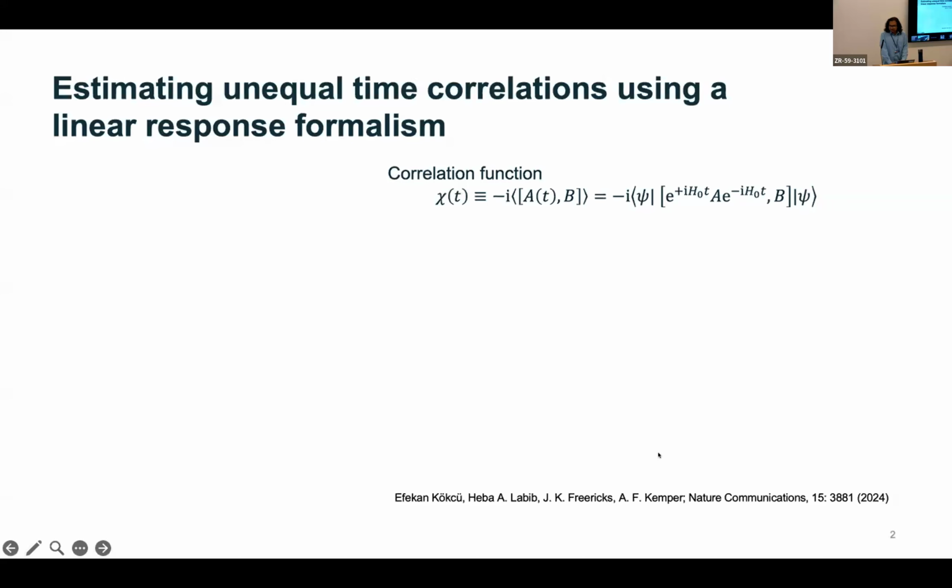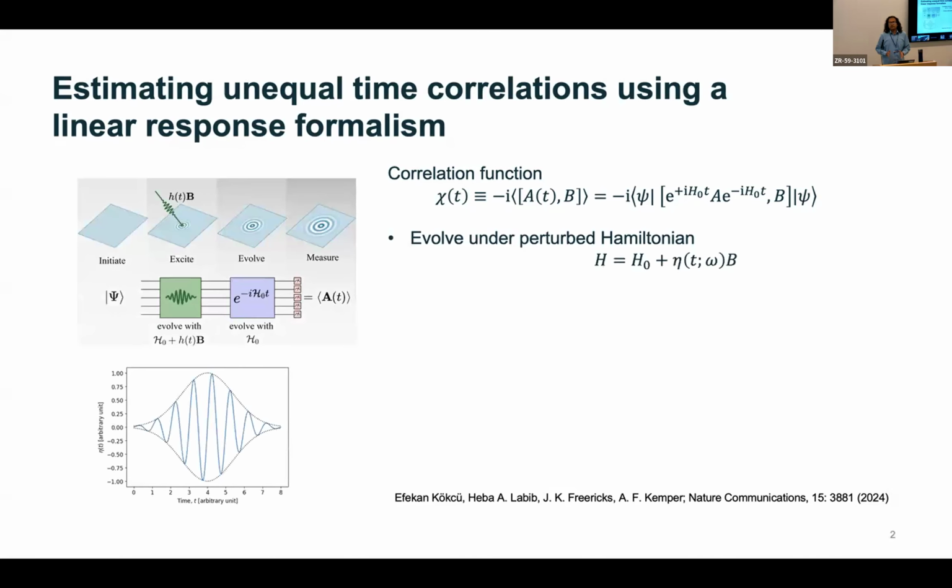Adapt this response method introduced in this paper here to calculate this correlation function. I have it up here in case you've forgotten it. So the idea is we take a Hamiltonian H0, perturb it with an amount proportional to B with a perturbing function eta, which has some frequency components in it.